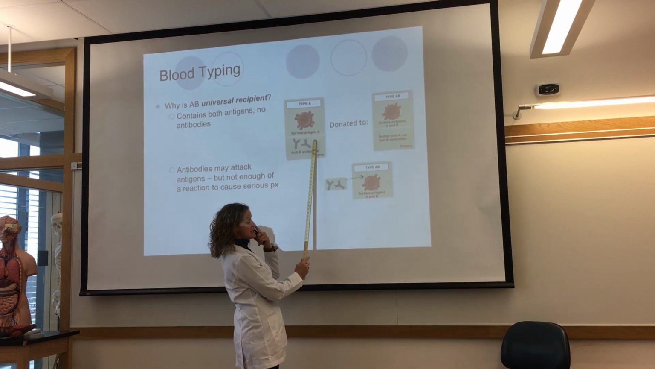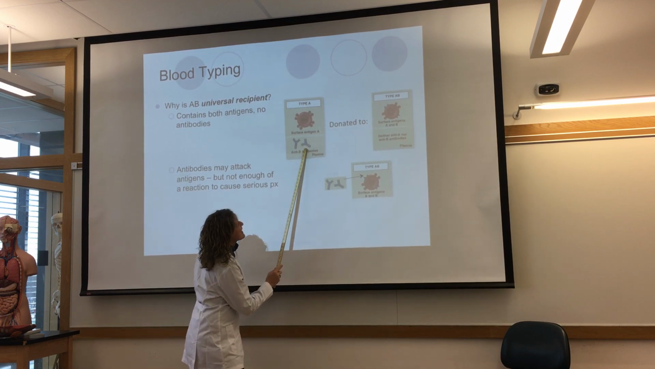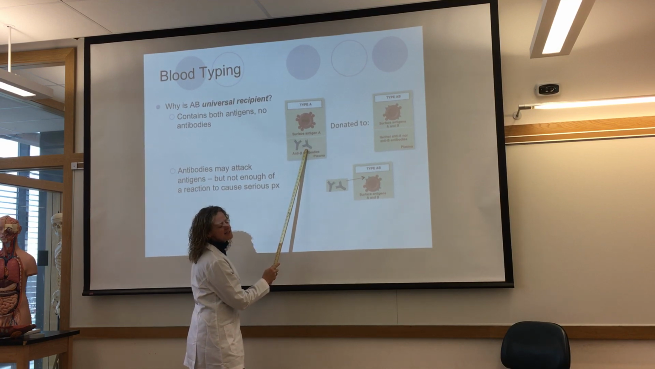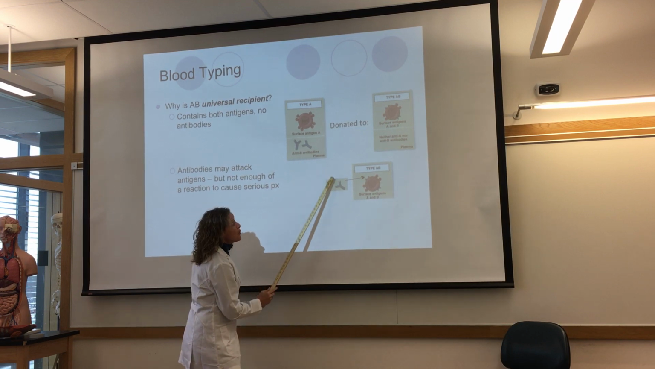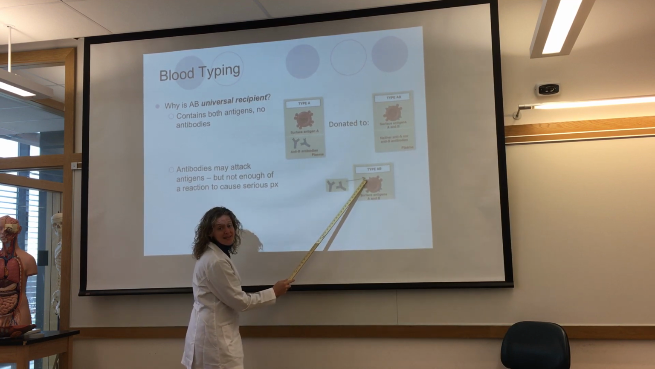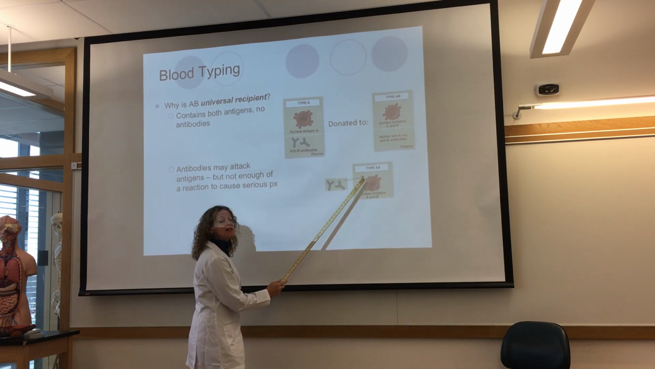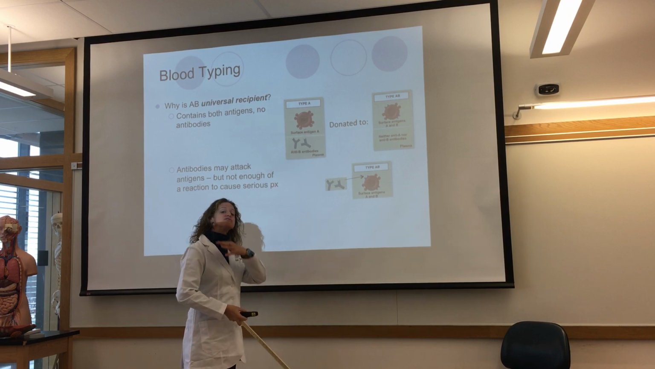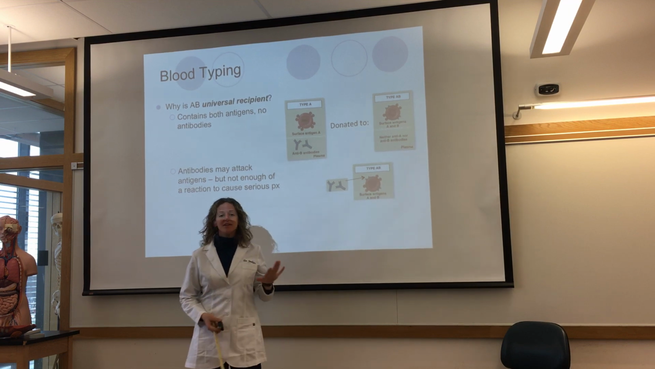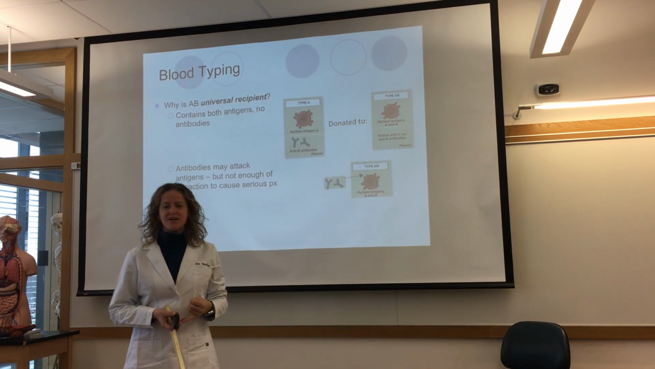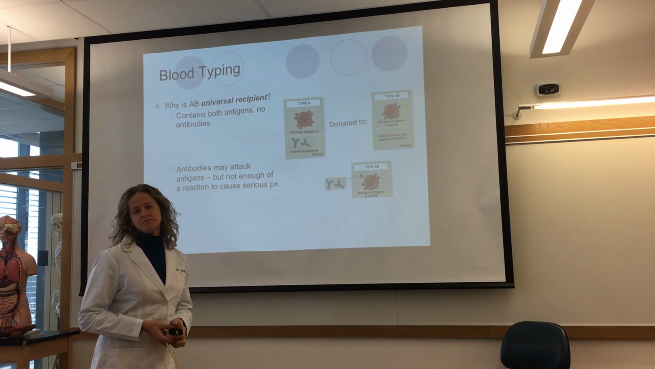What if we give type A blood to type AB? Indeed, some of the anti-B antibodies from the A blood type will bind to the B antigens on the AB blood type. However, it's not going to be enough of a reaction to cause an overall problem. We have plenty of A antigens that are not going to be affected. So there might be some binding of the anti-B to the B antigen in this case, but it's not going to be an overall problem.